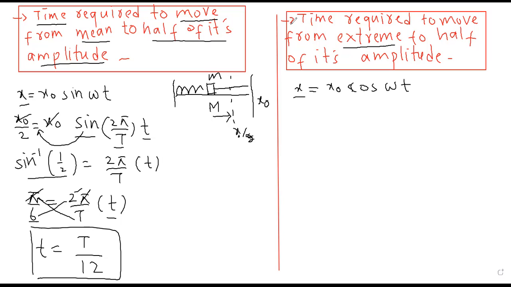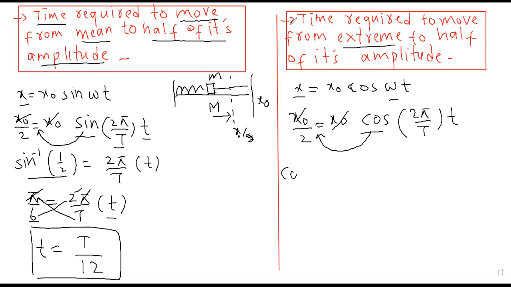So put the values: x becomes x naught divided by 2 because it is again half of the amplitude, and it equals x naught cos of omega t, and the value of omega becomes 2 pi divided by T, times small t. X naught gets cancelled. Cos goes to the other side in inverse form, so it becomes cos inverse of 1 over 2, which is equal to 2 pi divided by capital T multiplied by the small t, which is the given time. Capital T is the time period. Cos inverse of 1 over 2 is 60 degrees, which is pi over 3. It becomes pi over 3 here.